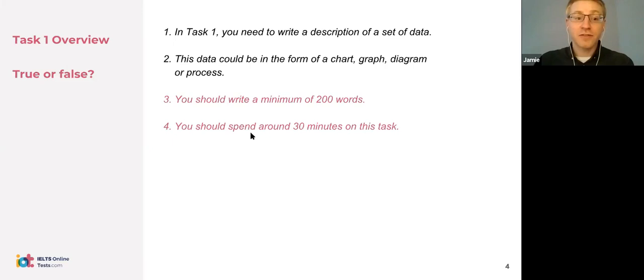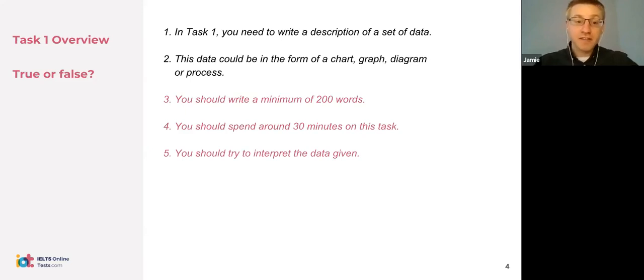Okay, so if you're confident enough to finish task 1, it's best to focus your time on task 2. For number 5, you should try to interpret the data given. This is also false. You only need to describe the data. You're not trying to explain it or draw conclusions from the data. You're simply describing what you see.